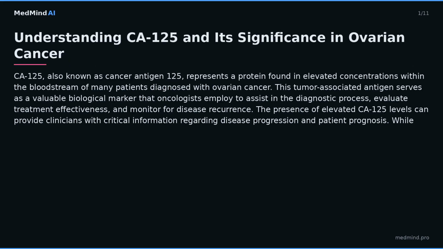Understanding CA-125 and its significance in ovarian cancer. CA-125, also known as cancer antigen 125, represents a protein found in elevated concentrations within the bloodstream of many patients diagnosed with ovarian cancer. This tumor-associated antigen serves as a valuable biological marker that oncologists employ to assist in the diagnostic process, evaluate treatment effectiveness, and monitor for disease recurrence.